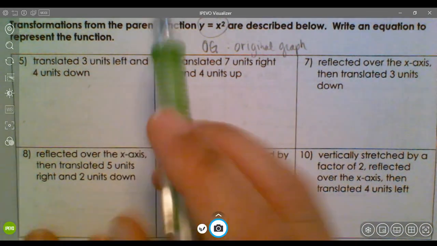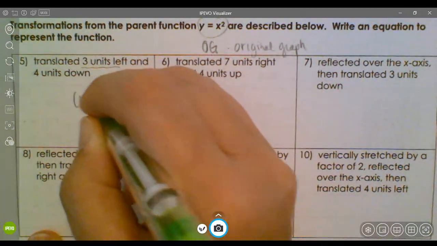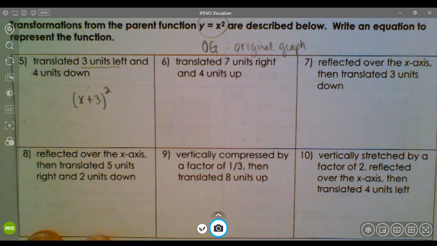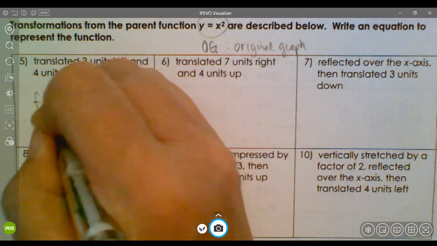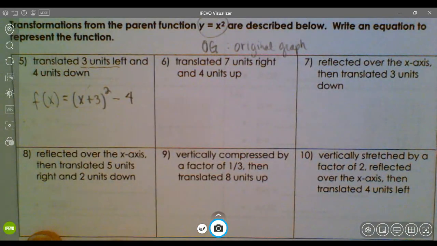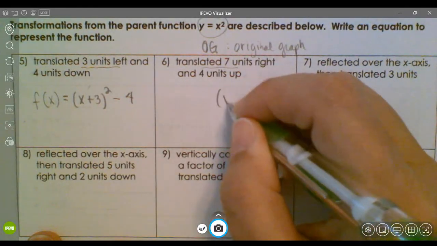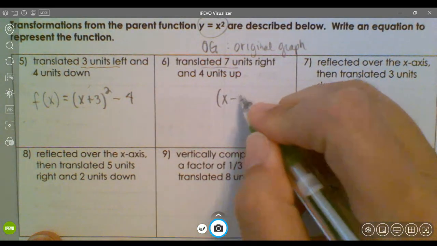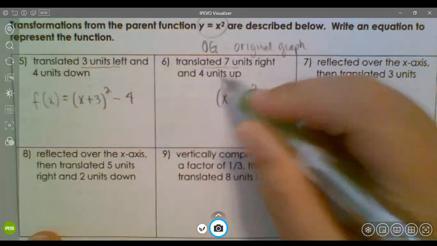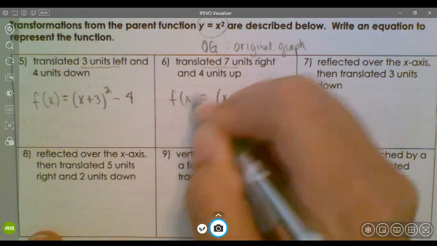Okay, so we look here and it says we're going to translate 3 units left. So that means that I'm going to take x plus 3. And then we're going to go 4 units down, which means that we subtract the 4. And that's it. I'm done. Now we're going to go 7 units to the right. Let's see. Going to the right means that we have a negative h, so we subtract the 7, and then we go 4 units up. And so that's what f of x is here.